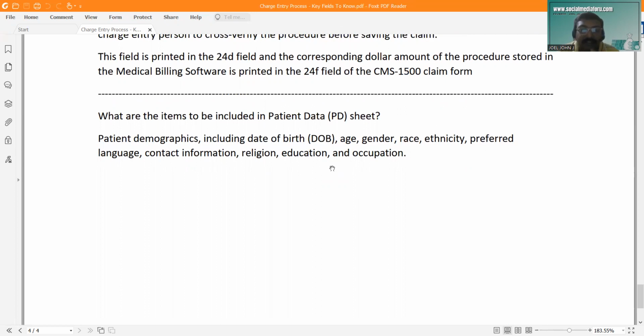Patient demographics, that's his personal details, including the date of birth, age, gender, race, ethnicity, preferred language. Because if the patient speaks one language and the doctor cannot understand, then it's very hard to give a treatment, right? So preferred language, contact information, religion, education, and occupation. These are the details which must be in the patient data sheet.